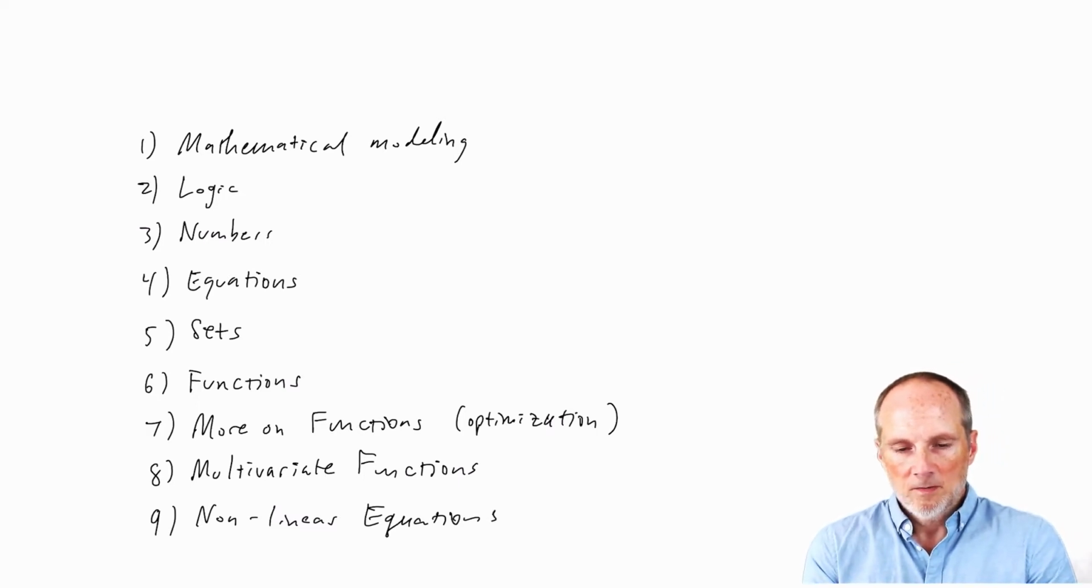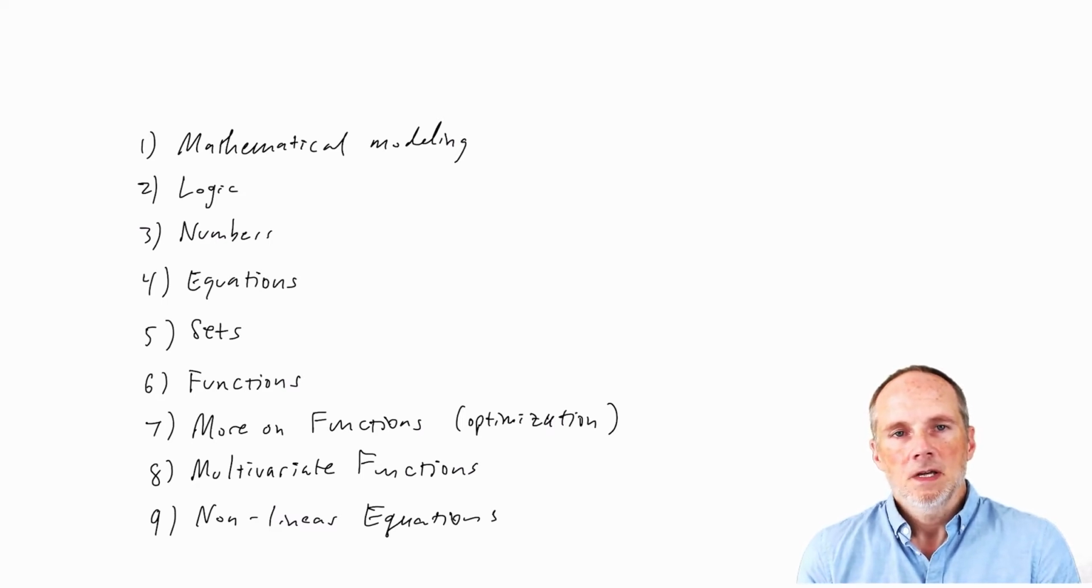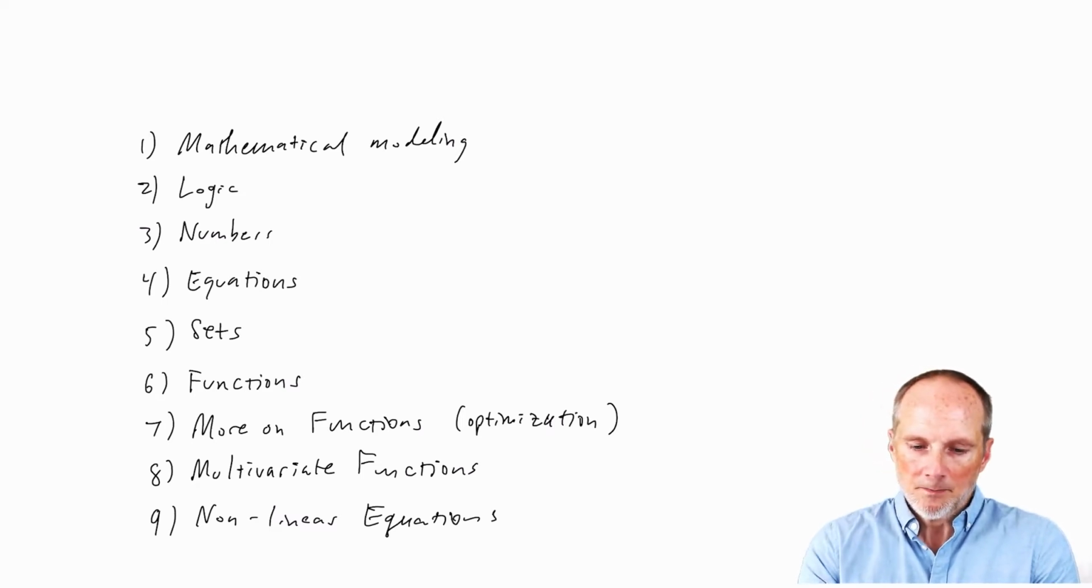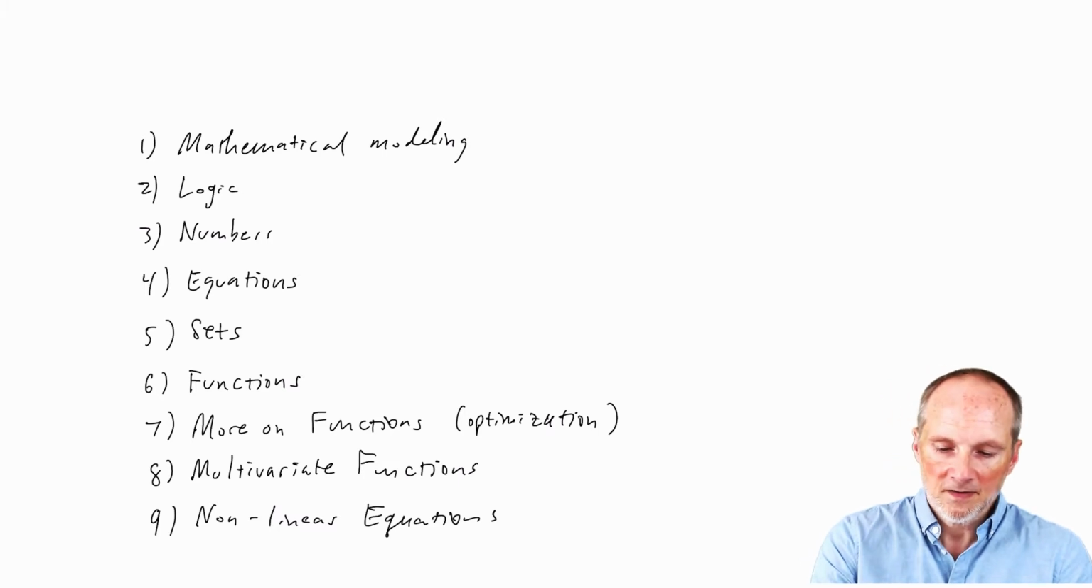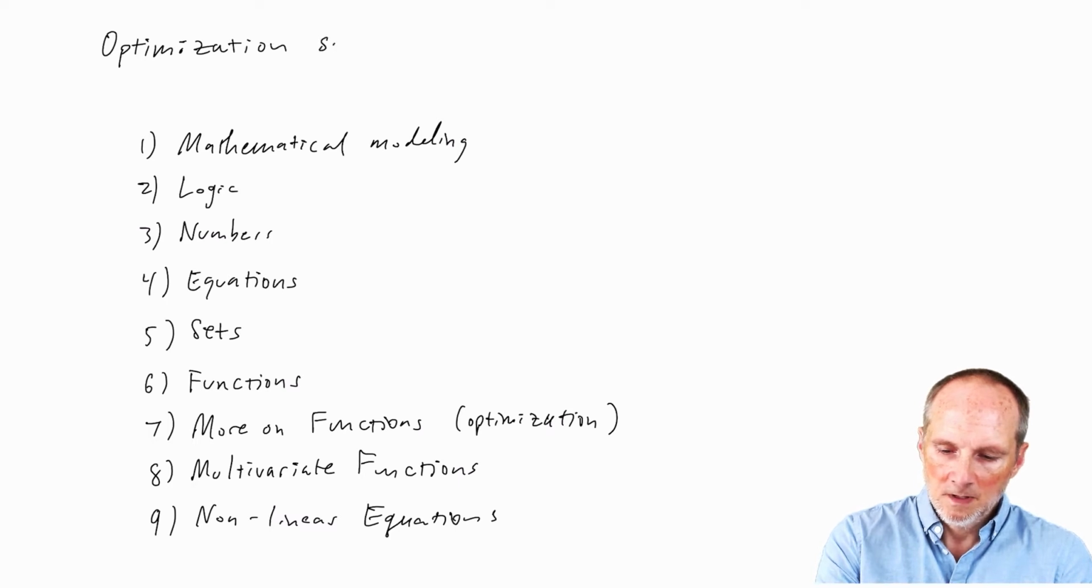Now I want to return to optimization, thinking about multivariate functions, and then we'll have a twist on the previous idea. So we're going to be trying to maximize a multivariate function, but subject to some constraint that we have to satisfy. So this is optimization subject to constraints.